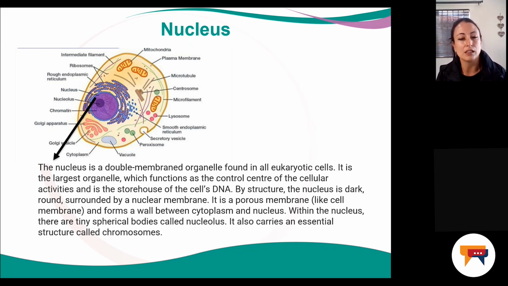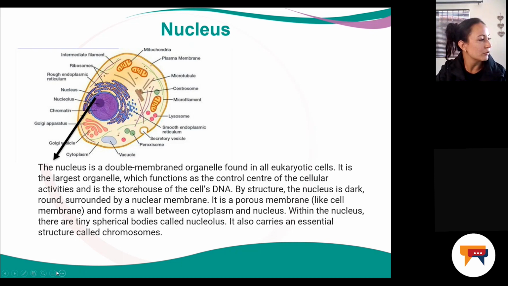It also carries an essential structure called chromosomes. So again, chromosomes, which when they condense and you can't see them individually, we refer to them as chromatin network. But if you had to zoom in and look at the individual little structures, the thread-like structures, those are chromosomes. As previously mentioned, these are the structures that carry the DNA, the genetic information.